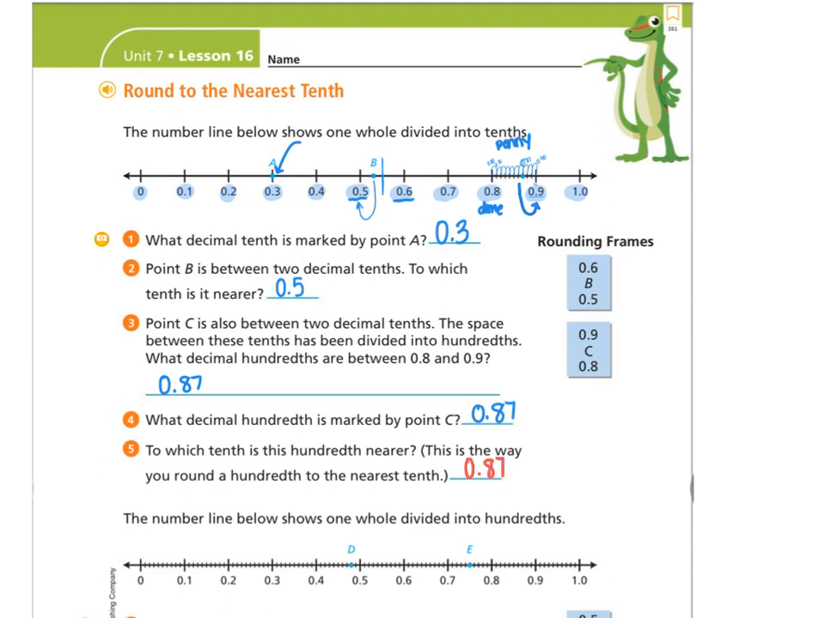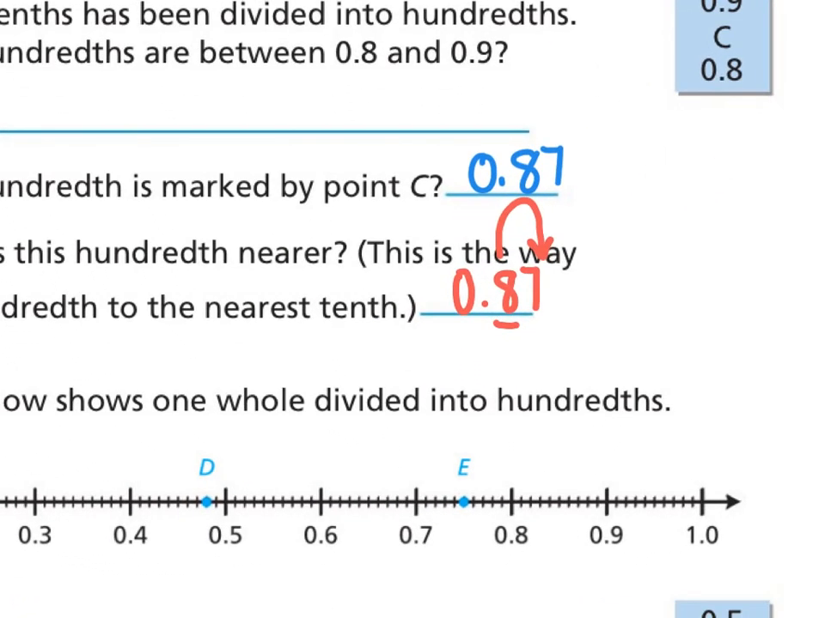If I want to round to the nearest tenth, I'm going to underline the digit, look next door. If it's 5 or greater, add 1 more. So 7 is greater than 5, so my 8 becomes 9. If it's 4 or less, let it rest. Everything to the left stays the same. Everything to the right doesn't matter.